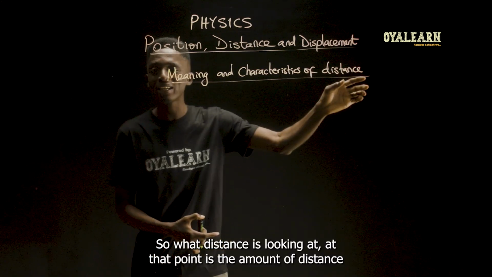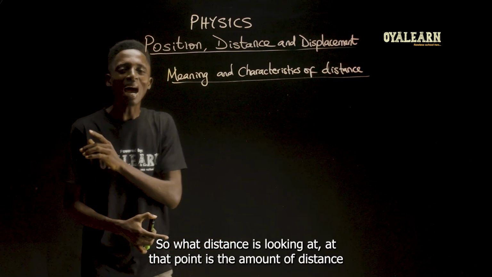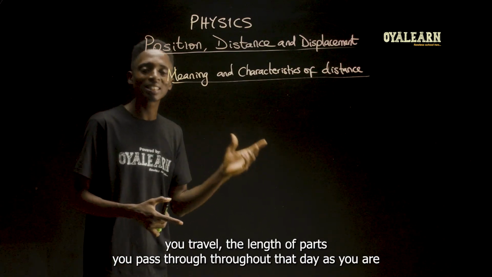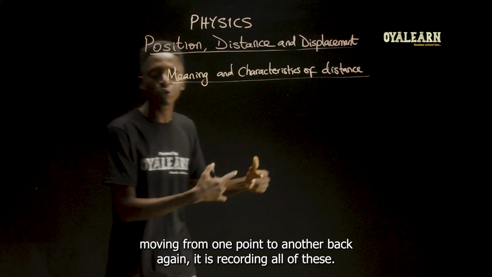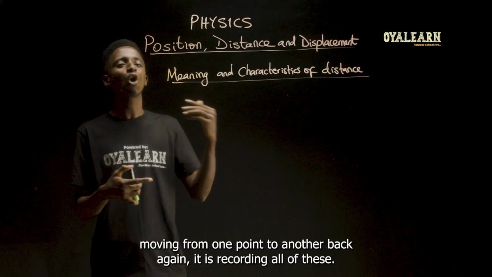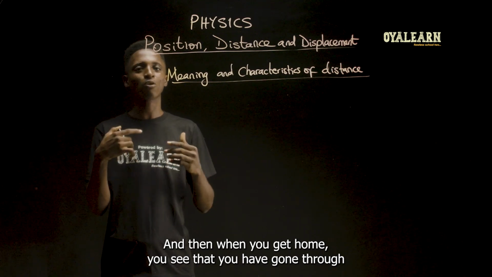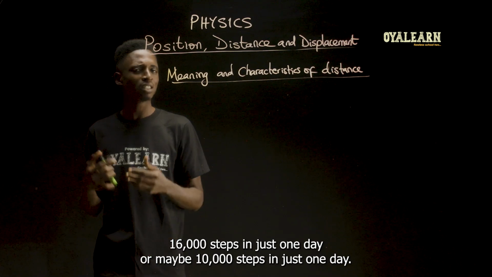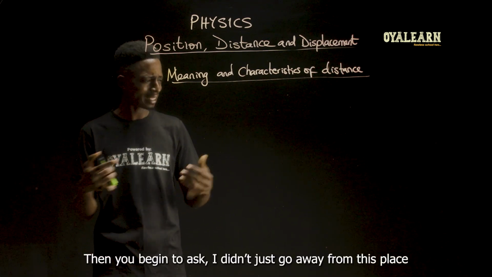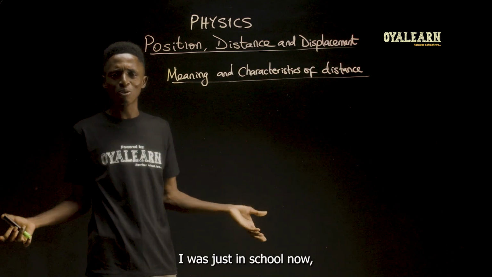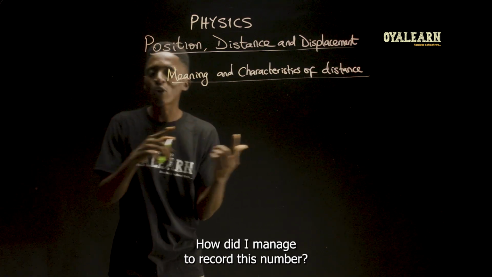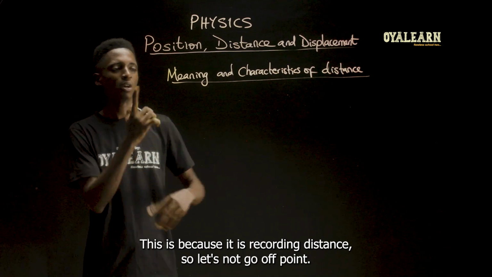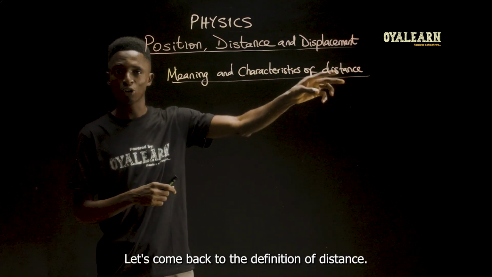So what distance is looking at that point is the amount of distance you travel, the length of path you pass throughout that day. As you are moving from one point to another, back again, it is recording all of this. And then when you get home, you see that you have gone through 16,000 steps in just one day, or maybe 10,000 steps in just one day. And then you begin to ask, I didn't just go away from this place. I was just in school now. How did I manage to record this number? It's because it is recording distance. So let's not go off point. Let's come back to the definition of distance.